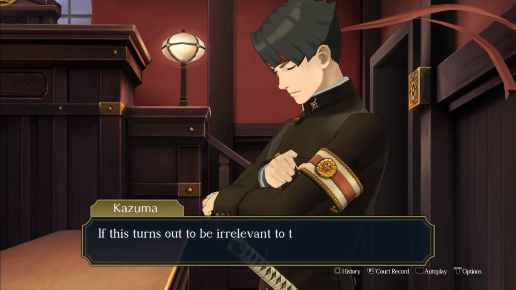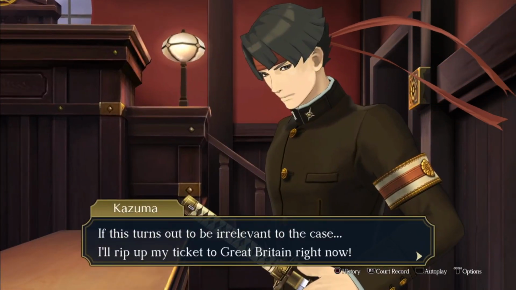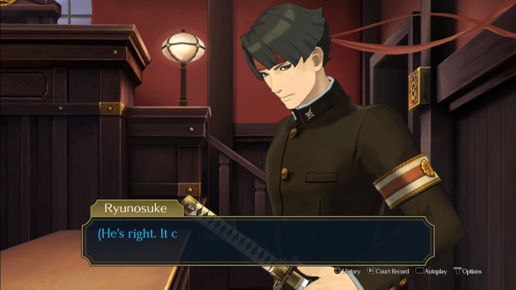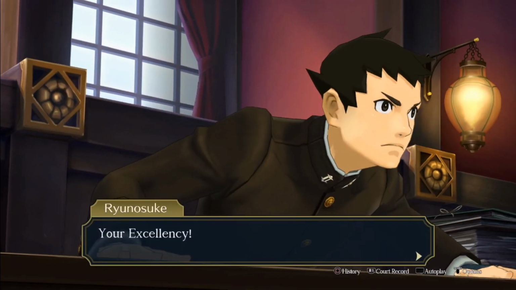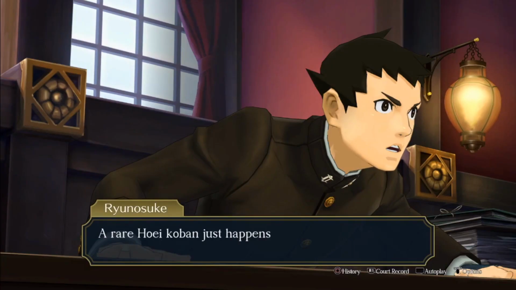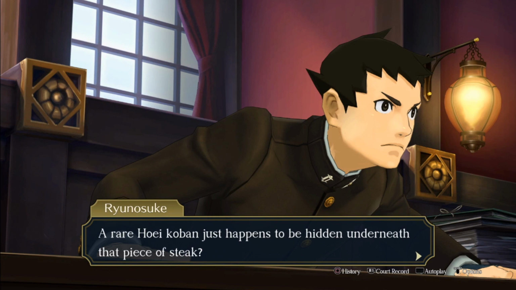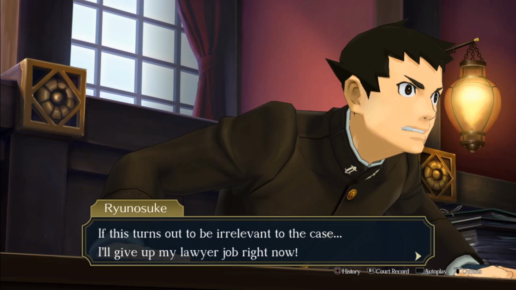If this turns out to be irrelevant to the case, I'll rip up my ticket to Great Britain right now. He's right. It can't be a coincidence. It's not. Your Excellency. Yes, Counsel. A rare Hoei Koban just happens to be hidden underneath that piece of steak. If this turns out to be irrelevant to the case, I'll give up my lawyer job right now.